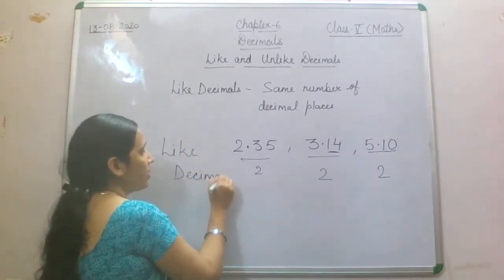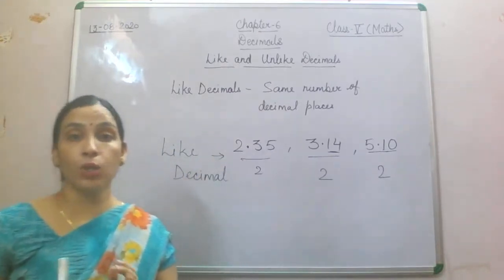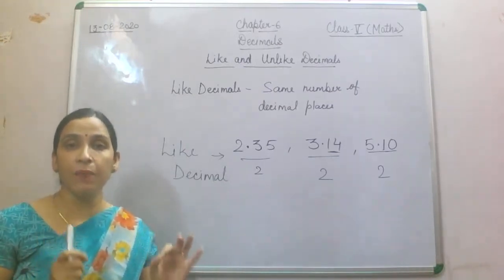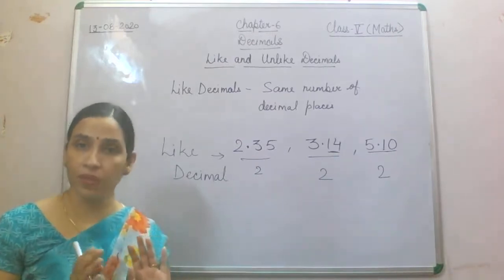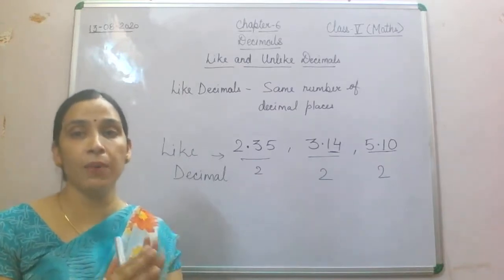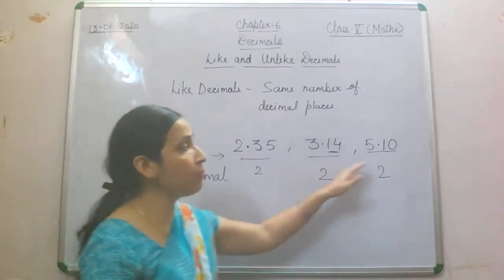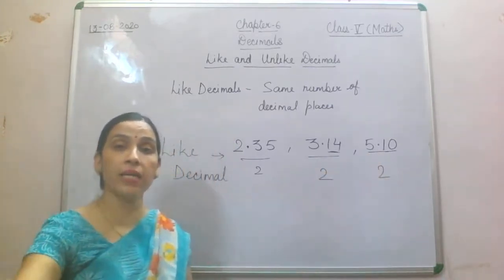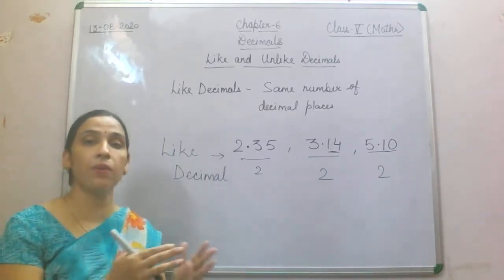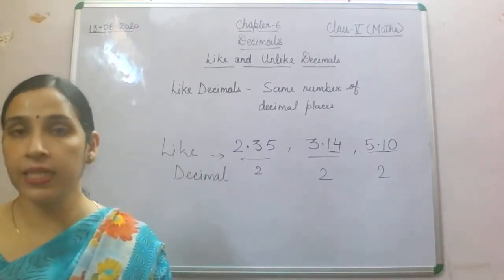Now what do you understand about it? What is a like decimal? Like decimals are those decimals in which you have the same number of decimal places. If you do not have the same number of decimal places, then you can make it so by adding 0 after that particular decimal place. By adding that 0 you can make any numbers like decimals. We will see that also in the next part.